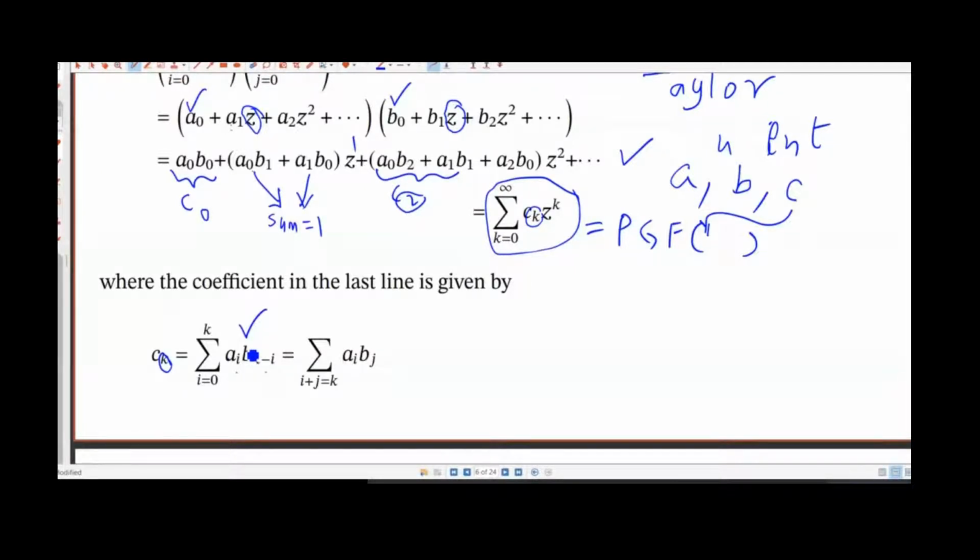And remember, I have to start from 0. So when k is 1, I have 2 terms. When k is 2, I have 3 terms, and so on. So for k, how many terms do I need? k plus 1, because I start from 0: 0, 1, 2 up to k. And you can replace this by a much easier to read formula. I just write a_i b_j, and I require this summation to have i plus j equal to k every time.